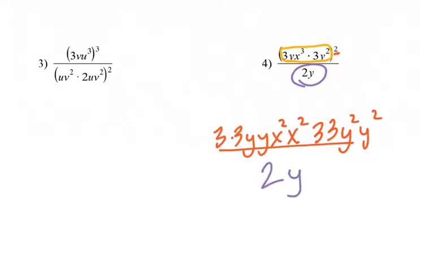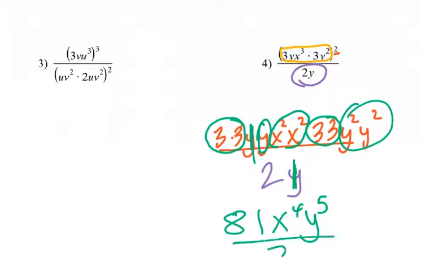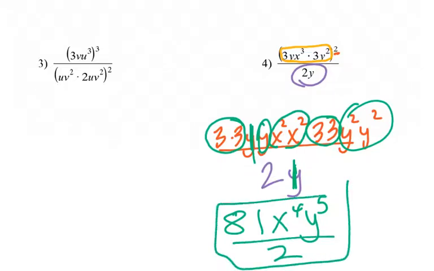So I look to see what I can cancel. I can cancel this y with this y, but that's it. There's nothing else to cancel. So I'm left with 9 times 9. And I'm left with x to the second times x to the second, so that's x to the fourth. And then I'm left with y times y to the second, y to the second, so that's y to the fifth. And that's going to be over 2. And so that is my answer.